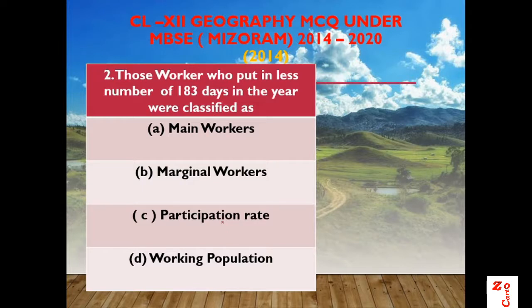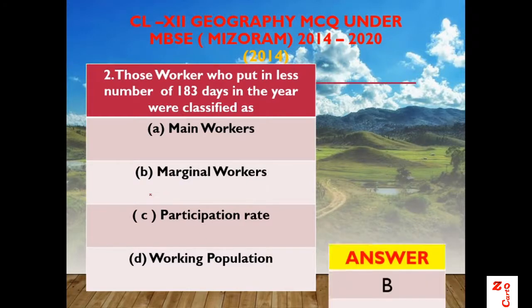Those workers who worked for less than 183 days in a year were classified as A. Main workers, B. Marginal workers, C. Participation rate, D. Working population. B. Marginal workers.